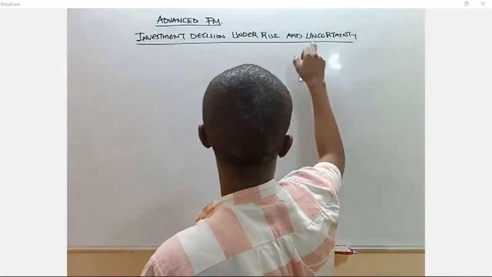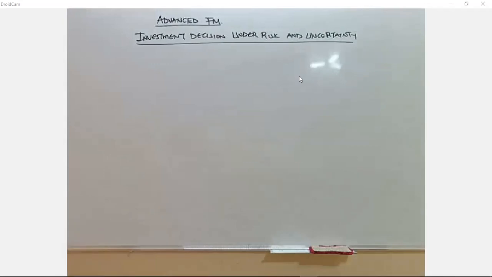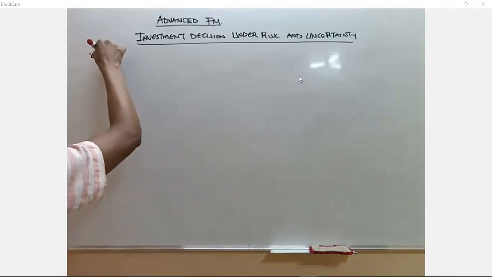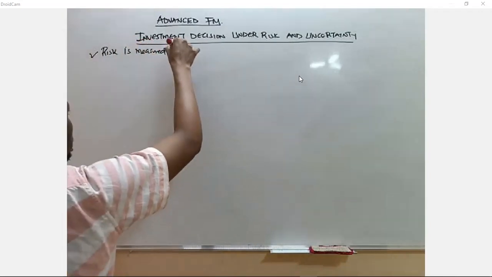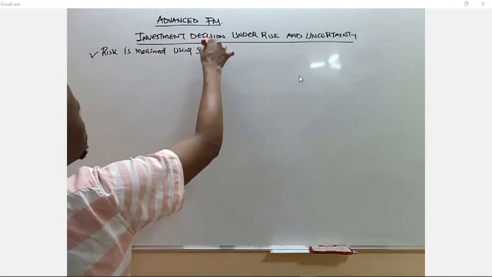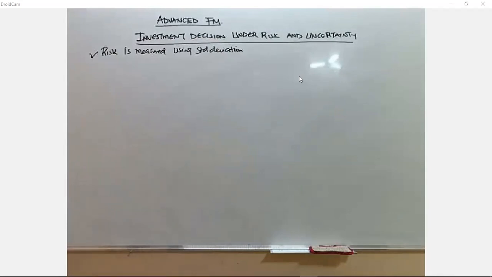The risk will come with uncertainty. The risk will be going hand in hand with uncertainties. And when you are measuring the risk, we say risk is normally measured using the standard deviation. And it normally refers to the variability of expected returns with the actual returns of the project.